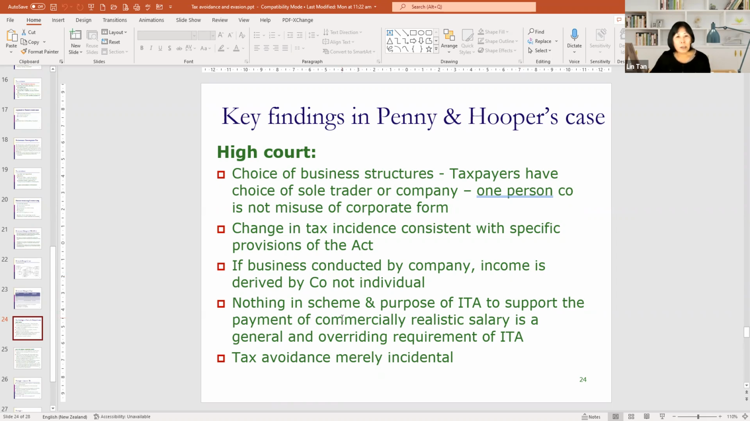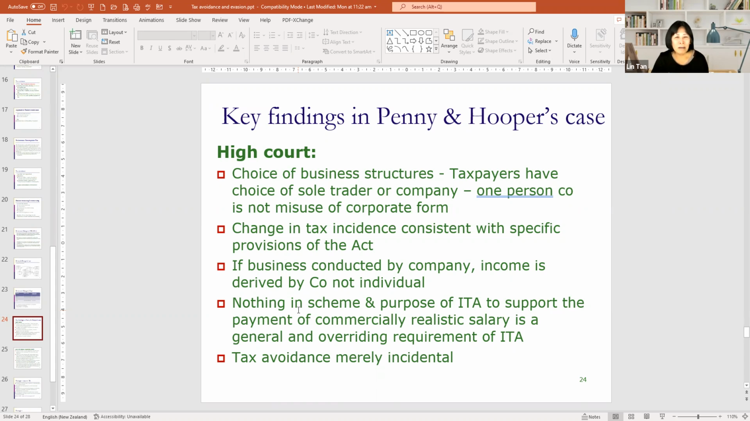And the other thing is because the Inland Revenue pointed out about the salary, which is so low, the judge in the High Court says, there's nothing in the legislation that says they must pay a certain amount of salary. And I think that was what a lot of people were thinking at that time. Because what we have in the legislation is, as I pointed out to you earlier, we only have the specific provision that talks about excessive salary.